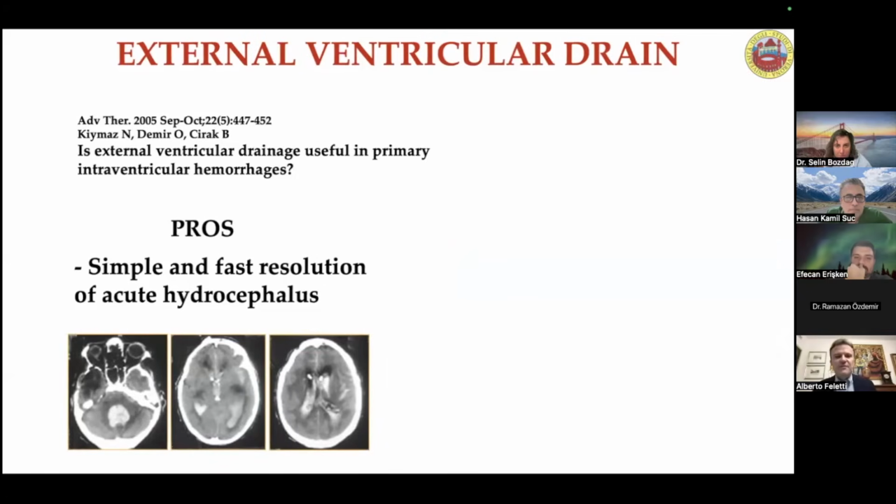However, the most common treatment for this condition in all our departments is external ventricular drainage. External ventricular drainage has some pros. It is a very simple maneuver. It can be done by our residents. It allows for a fast resolution of acute hydrocephalus, for sure.